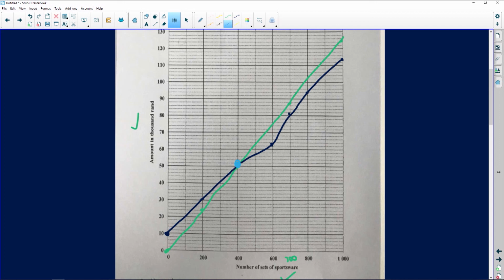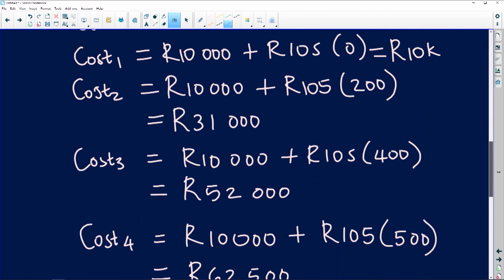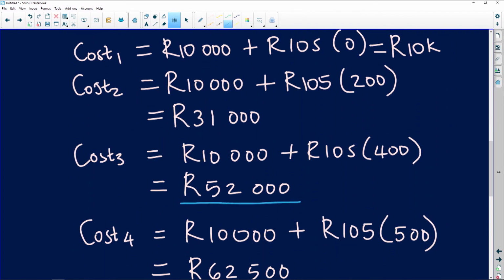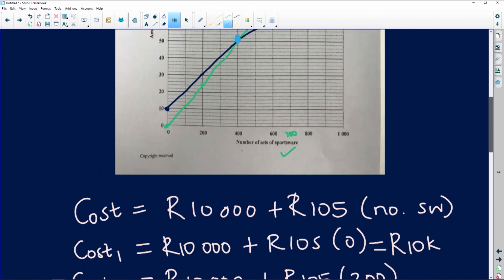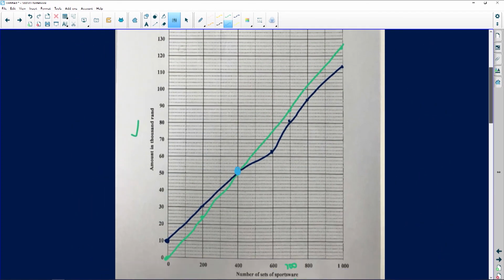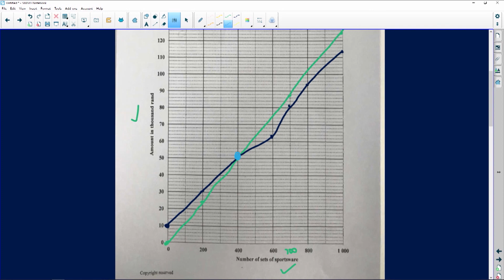And at 400 items, it's about 50-something thousand. And if I really want to see what thousand, let's go to 400. 52,000. Perfect. There we go. So 52,000 Rand. It all meets at 52,000 Rand and at 400 items. I'll draw just a little bit to show you where it meets over there. And you can see that even if my graph is not the most perfect graph, it still makes sense.